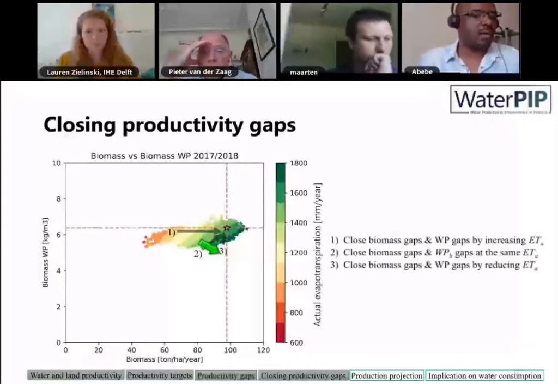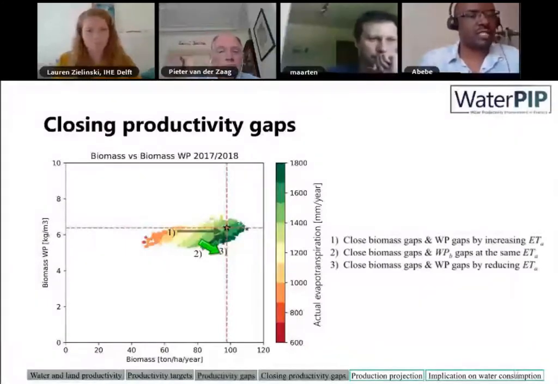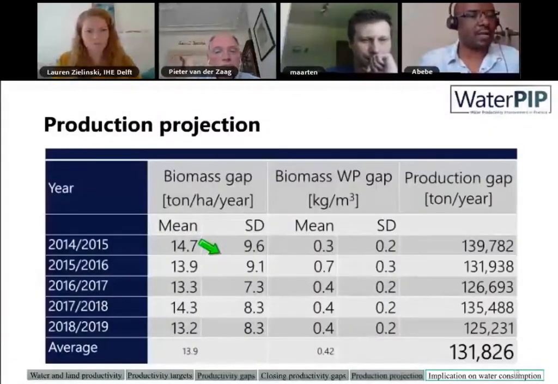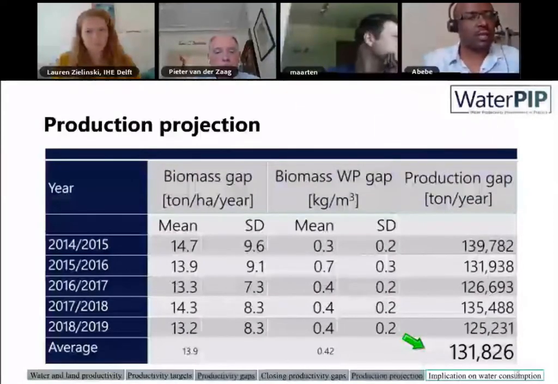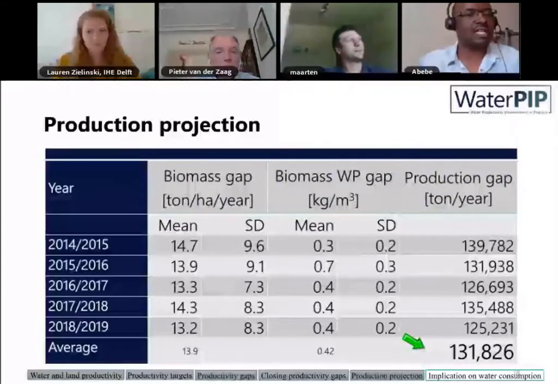So then, if we close those productivity gaps, what is the implication to the production? The implication, well, this is already indicated per year, the average gap. So there is a possibility to harvest more than 100,000 tons per year at the scheme at Sinavana.